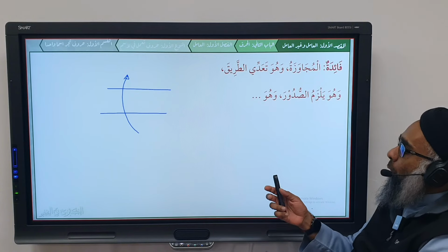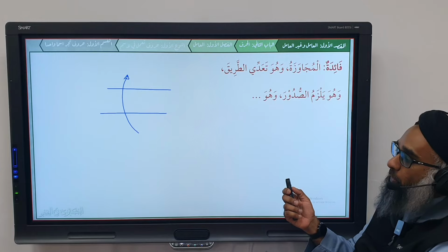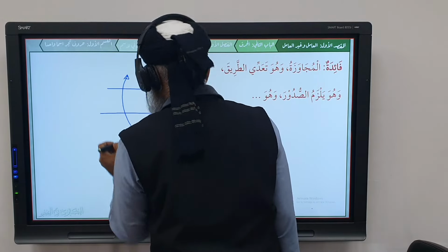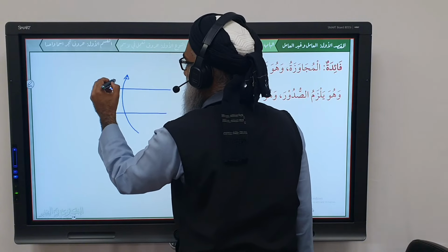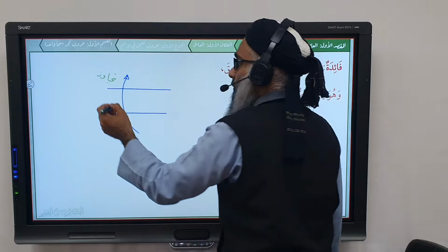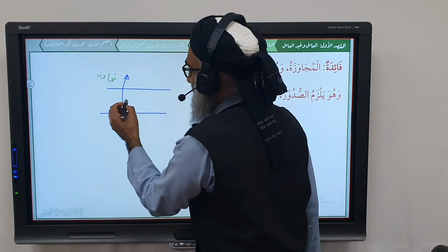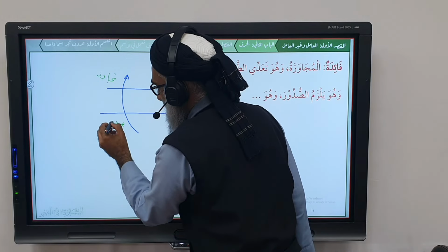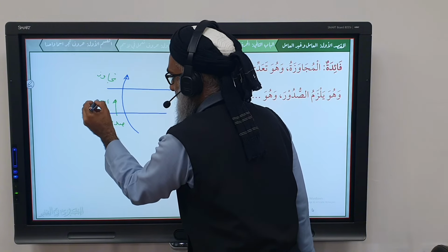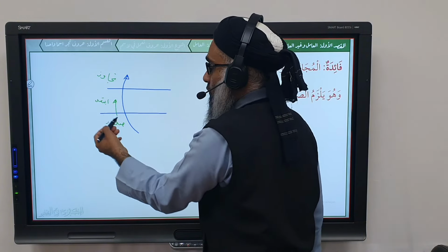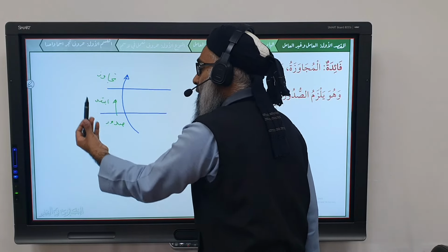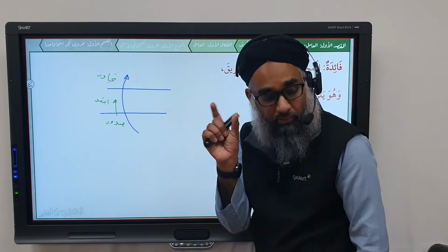Now, obviously, when you traverse something, you pass something, when you reach here, you say tajawaza tariq. So one thing is you pass the path. This automatically means you have a starting point, and you distance yourself from the starting point. That's called sudur. You went away from the starting point and then you went towards the end. So that's what the word mujawaza means.